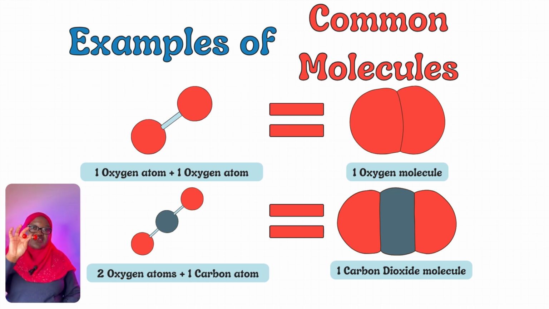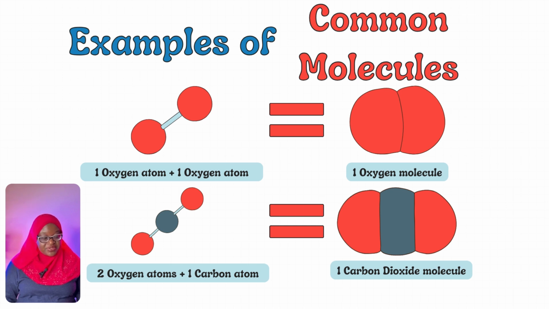So what we have here is an oxygen molecule made up of two oxygen atoms. One oxygen atom here, another one joined by a chemical bond. And then we have an oxygen molecule. There are other examples of molecules as well.